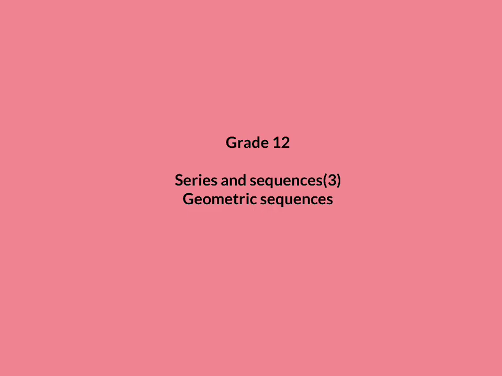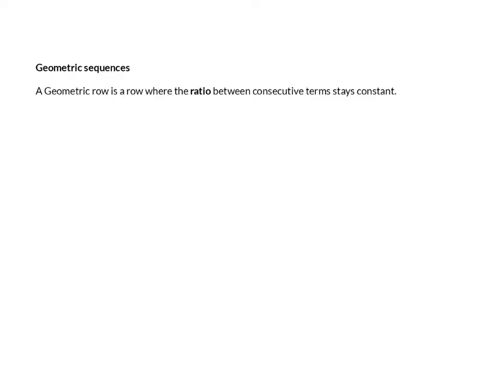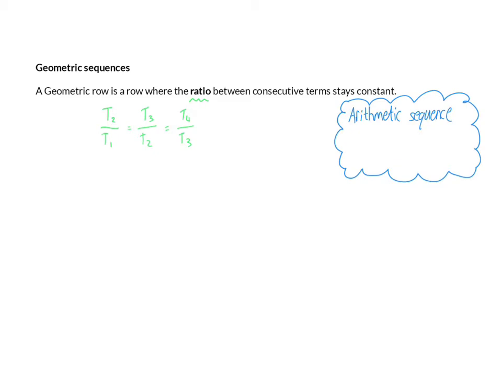In this lesson, we are continuing with series and sequences, and today we're looking at a geometric sequence. A geometric sequence is a sequence where the ratio between consecutive terms stays constant. That means that term 2 divided by term 1 will be the same as term 3 divided by term 2, term 4 divided by term 3, and you can continue like this. A reminder that an arithmetic sequence has a constant difference. That means term 3 minus term 2 will be the same as term 2 minus term 1.